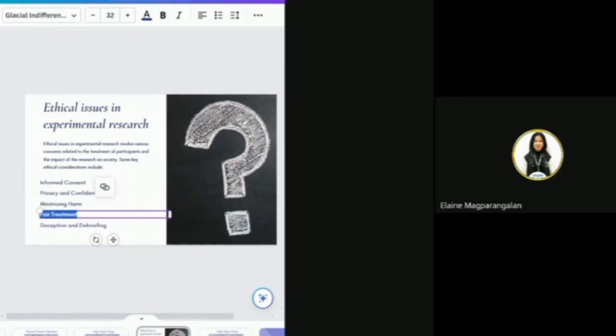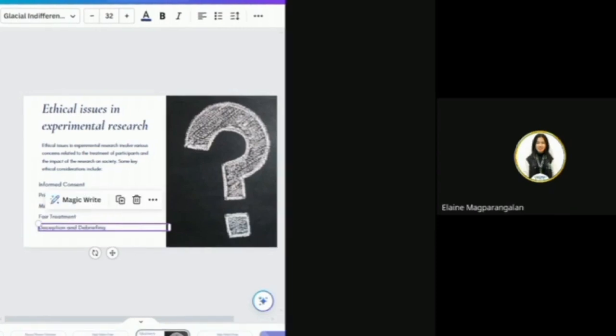So fair treatment promotes equity and justice in research participation. It ensures that all individuals have an equal opportunity to participate and contributes to the validity and generalizability of research findings by representing a broad range of perspectives and experiences. The next one is we have the deception and debriefing as well.